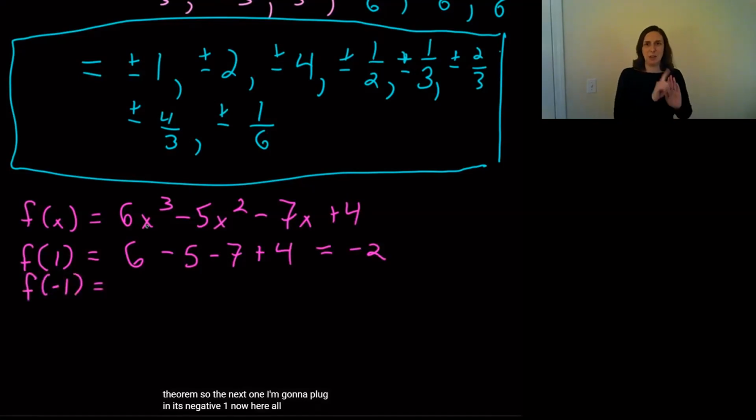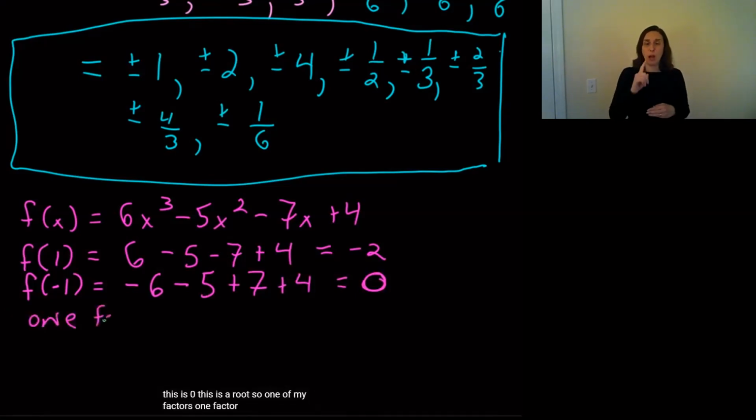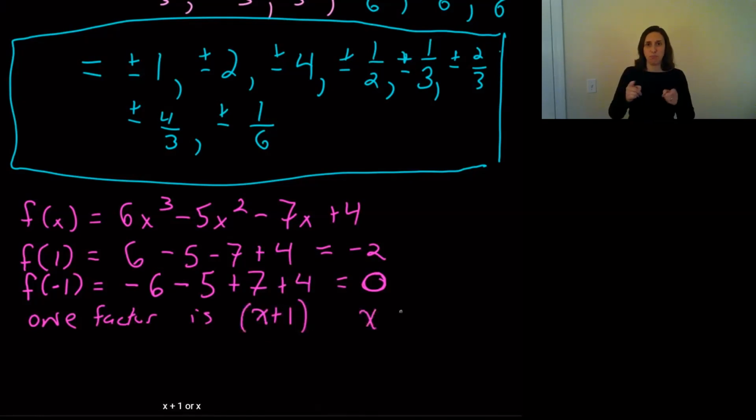Now here, with all the odd powers, negative 1 cubed is negative 1, so that turns that to a negative 6. Negative 1 squared is still positive 1, so that's still negative 5. Negative 1 times negative 7 is positive 7, and positive 4. And so that's negative 11, positive 11, this is 0. This is a root. So one factor is x plus 1, or x equals negative 1.